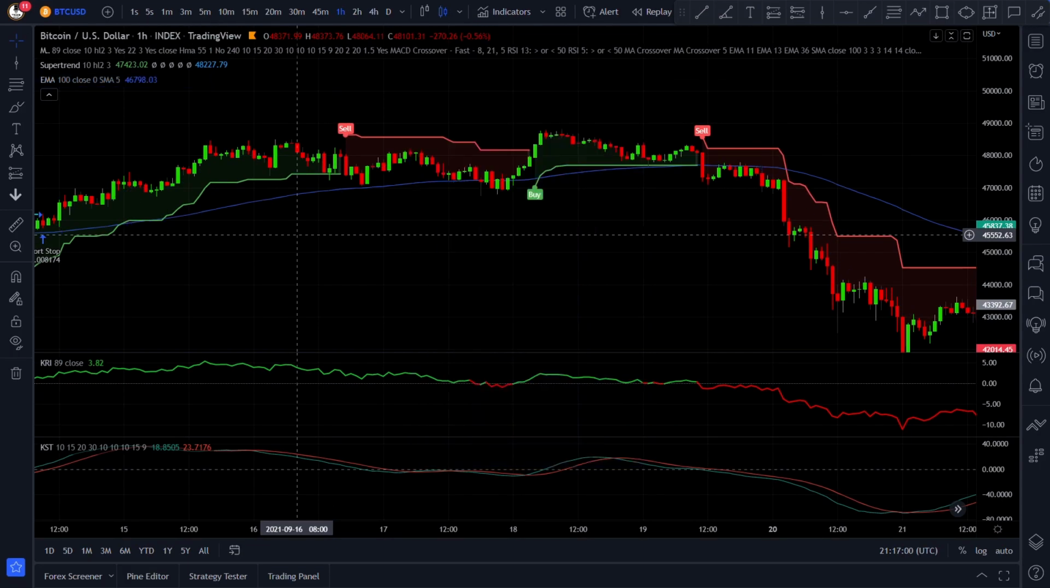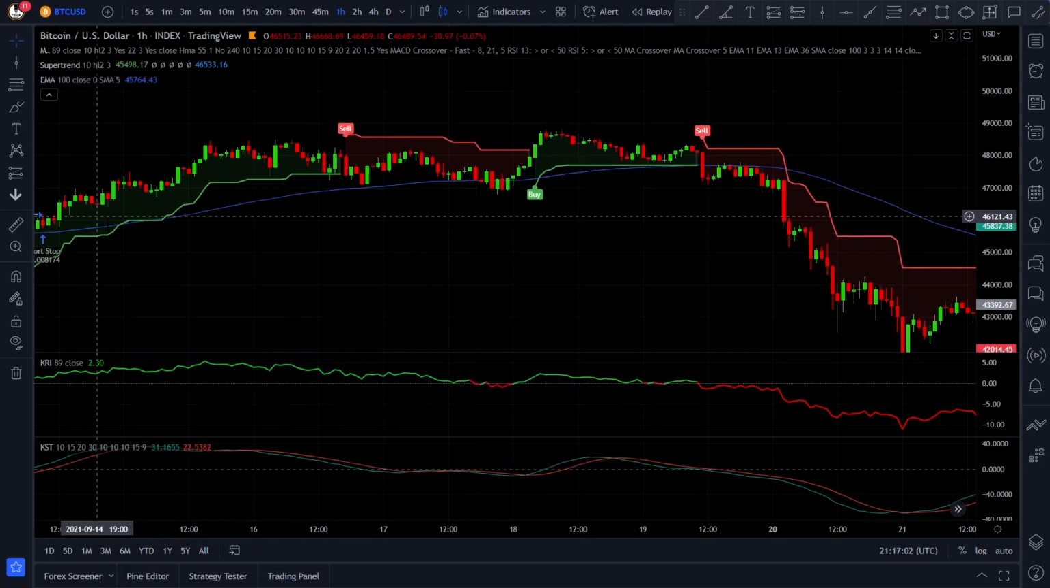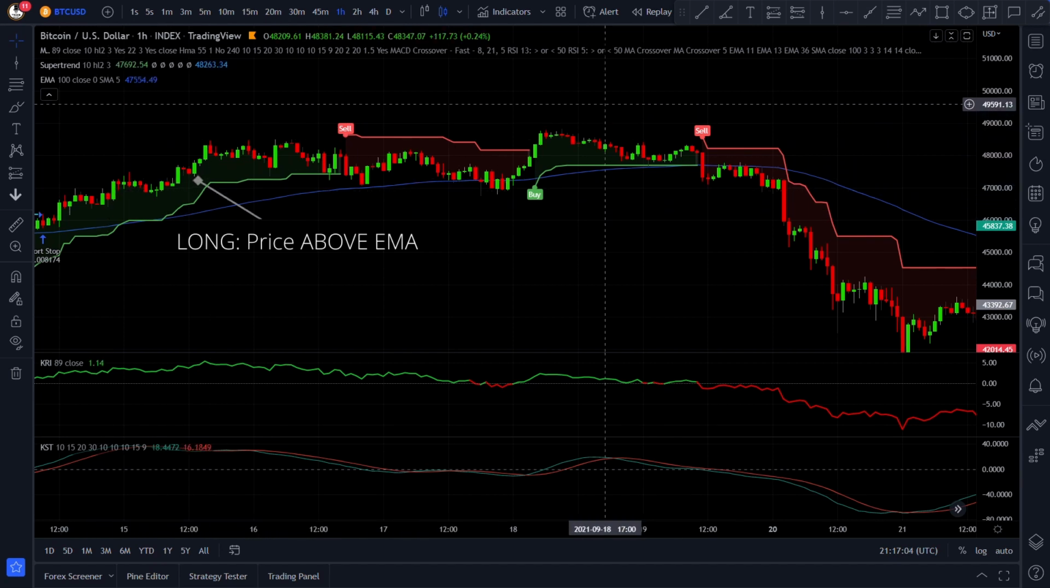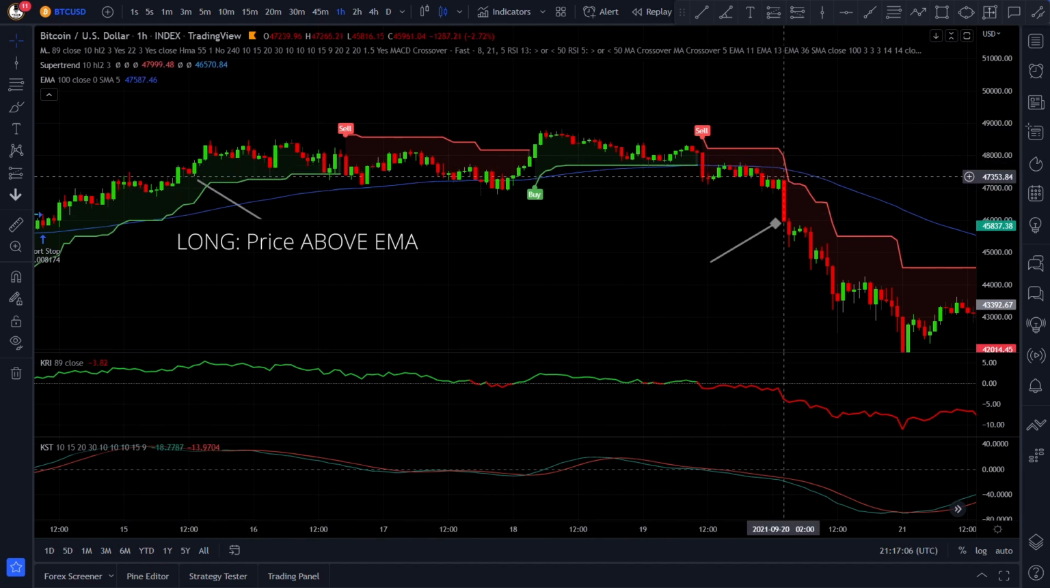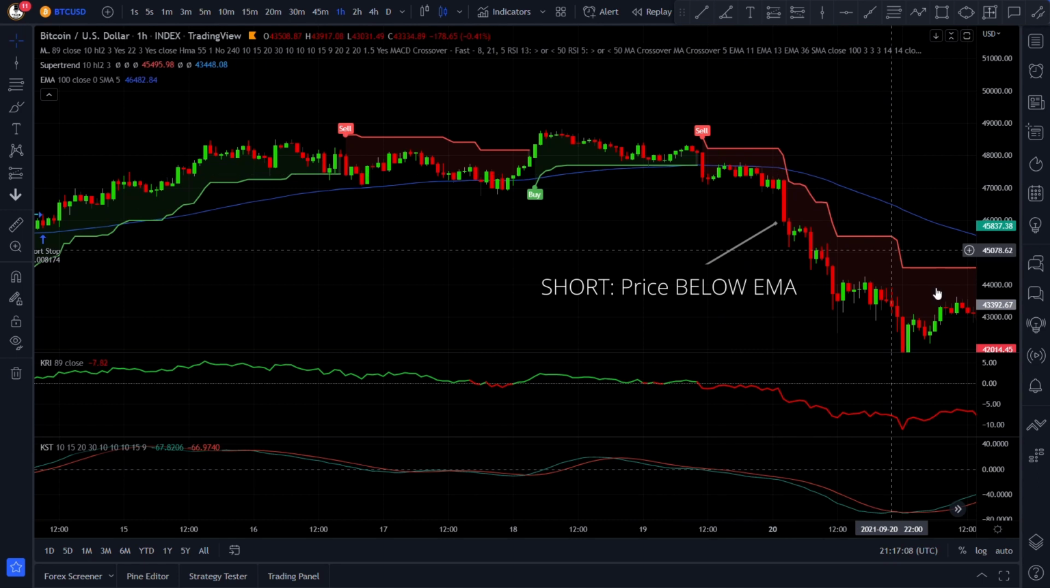The rule for this filter is very simple. We can only enter into a long position if the price is above the EMA, and we can only enter into a short if the price is below the EMA.